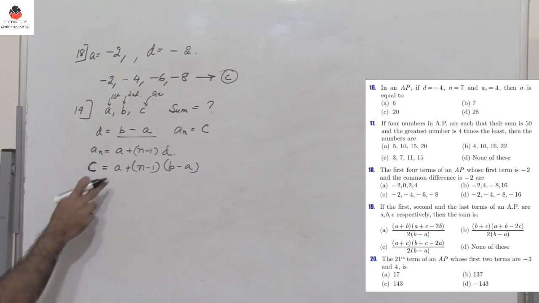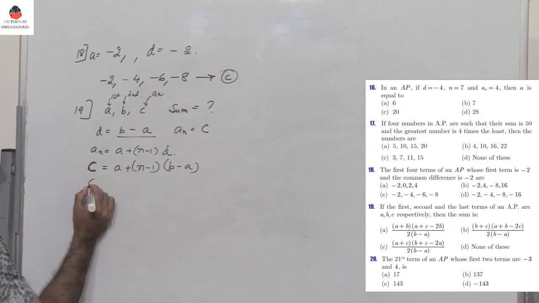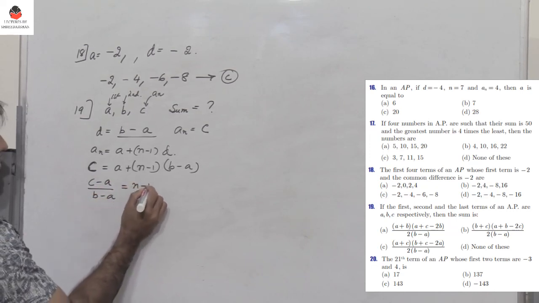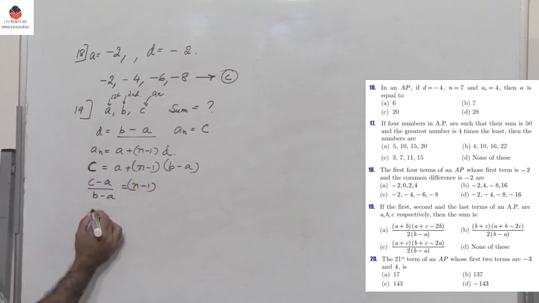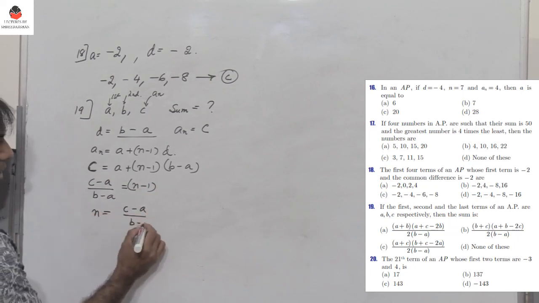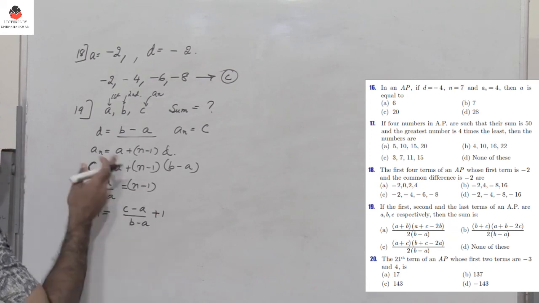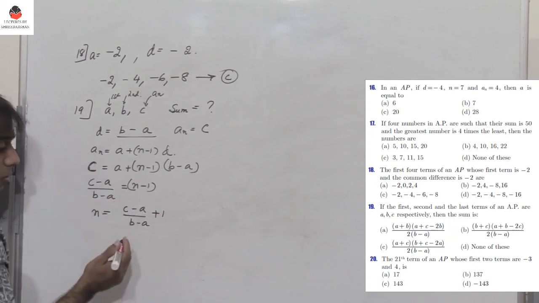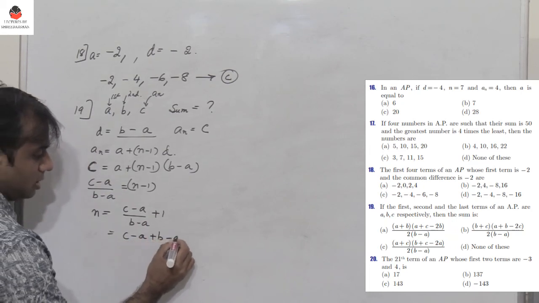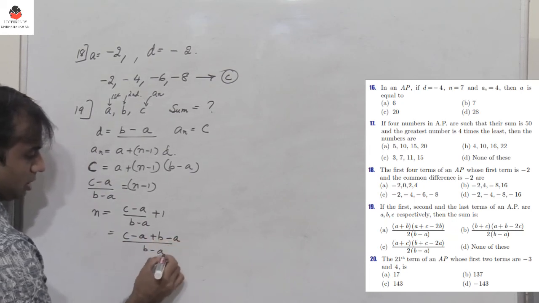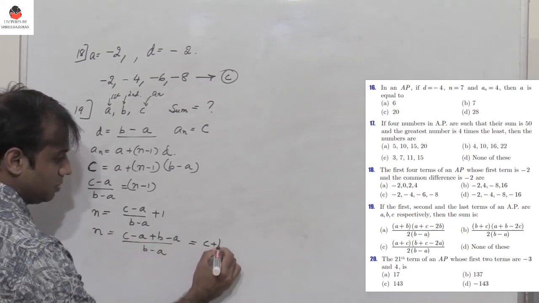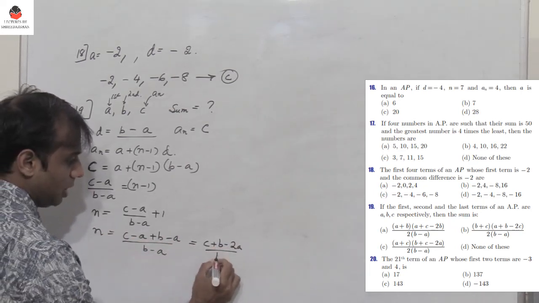So from this, let me find n minus 1. So you have (c minus a) divided by (b minus a) equals n minus 1. Or what is n? n equals (c minus a) divided by (b minus a), plus 1, because I need to find the value of n. n is not known, right? So this would be (c minus a plus b minus a) divided by (b minus a). So the value of n is (c plus b minus 2a) divided by (b minus a).